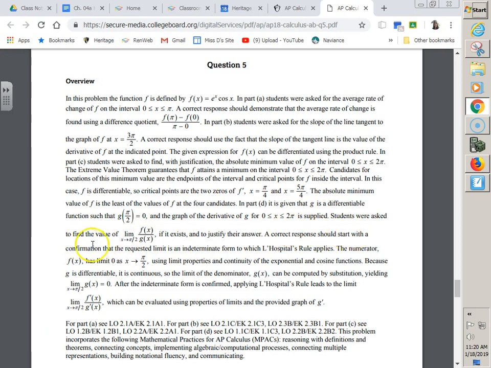A correct response should start with a confirmation that the requested limit is an indeterminate form. So, Aryan, that's why I'm thinking your words are sufficient. To which L'Hopital's rule applies. The numerator has limit 0. We got that. Wait, they didn't even say it. Because G is differentiable, it is continuous, so the limit of the denominator. Here's the problem. I didn't even realize it until I just read it. The continuity wasn't necessary for L'Hopital's. The differentiability was necessary for L'Hopital's. What did they say you needed to state continuous for? Just the limit to be what you said. It all had to do with the limit.